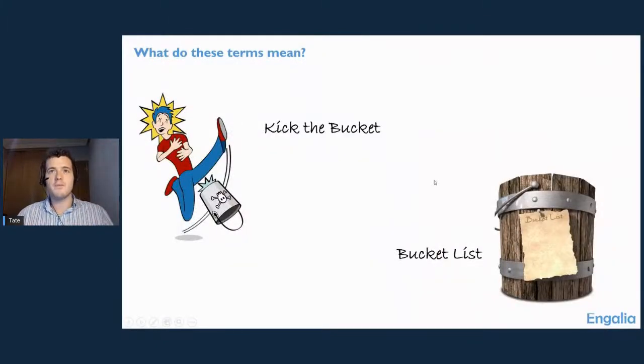The first thing I want to know from you, and you can type in the chat, is, what do these expressions mean? So we're talking about bucket lists today, but there are two idioms in English that have to do with a bucket, and they're actually related. One of them is to kick the bucket. To kick the bucket, that's one idiom, one expression in English. And the other one is a bucket list. So as people are joining us, maybe you can tell me, if you're in the chat, what these terms mean. What does it mean to kick the bucket? And what is a bucket list? What are those two things?